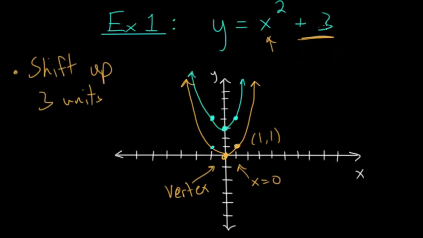So when you're adding or subtracting on the outside, you are just changing the y values and essentially just shifting the function up or down. For instance, if we had y is equal to x squared minus 4, then for this one we would be shifting down 4 units. So adding and subtracting on the outside simply moves the function up or down.